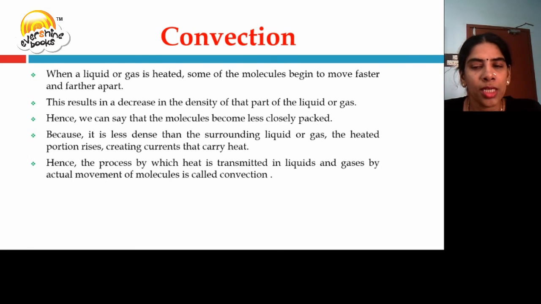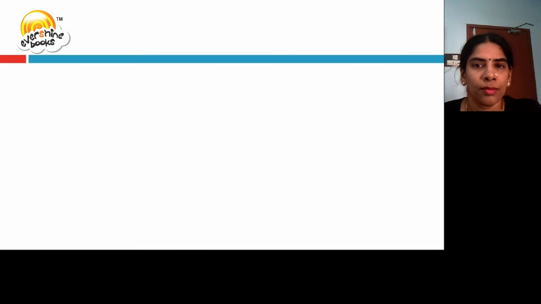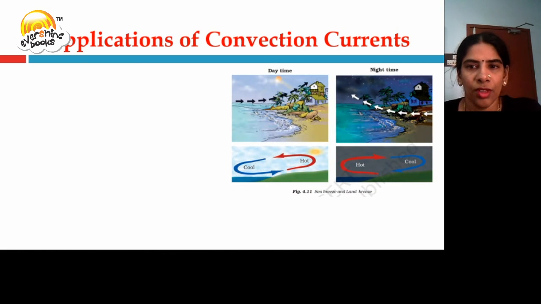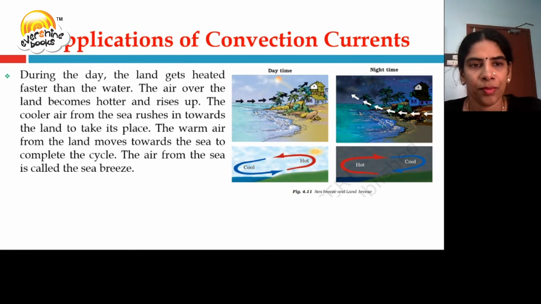The process by which heat is transmitted in liquids and gases by the actual movement of the molecules, we'll call convection. Let us see where we can see applications of convection. You can see that in the sea breeze and the land breeze. Let us discuss what role convection plays in the sea breeze and the land breeze.